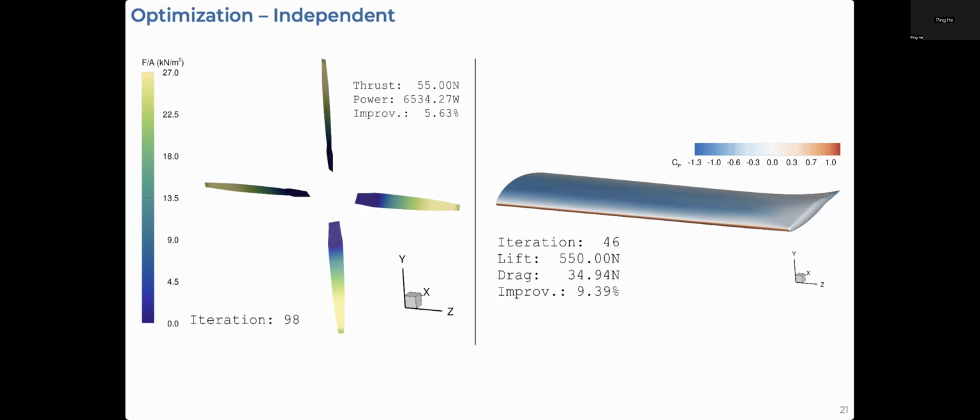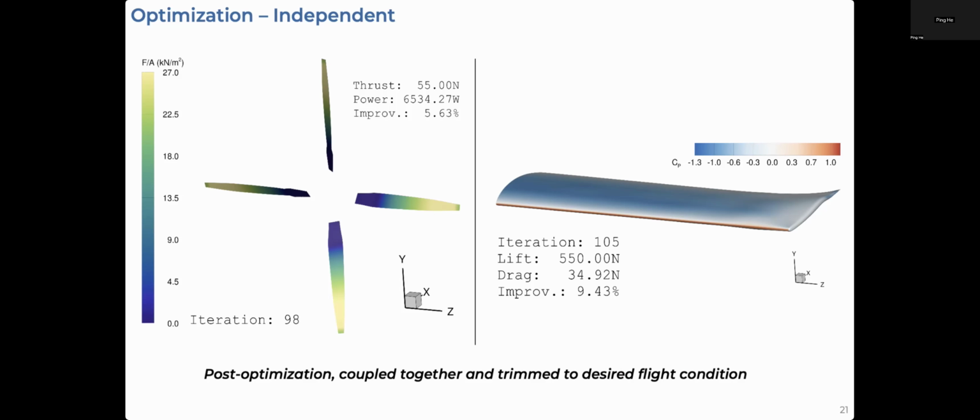Optimizing the wing, we see how the wing is reshaped over the course of the optimization, satisfying that 550 newtons of lift and decreasing drag about 9.4% over the course of 105 iterations. Post-optimization, we couple these two optimized designs together and we trim them to the desired flight condition to make sure the thrust equals the drag.